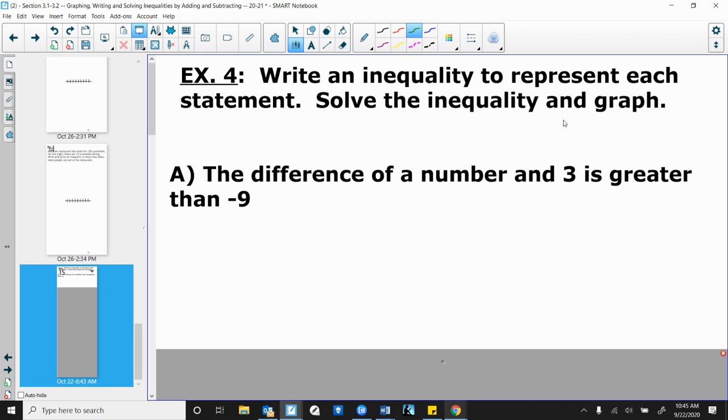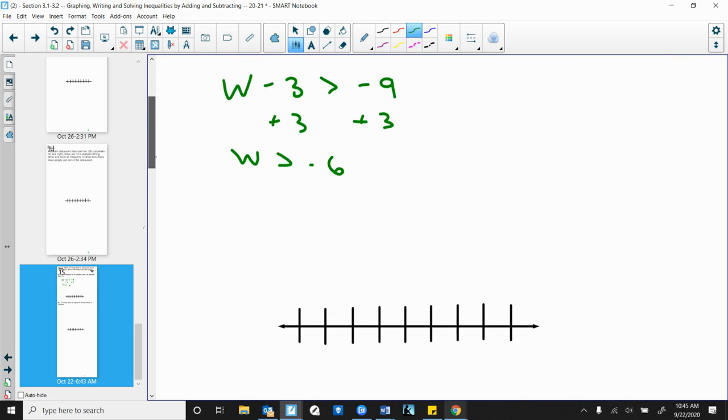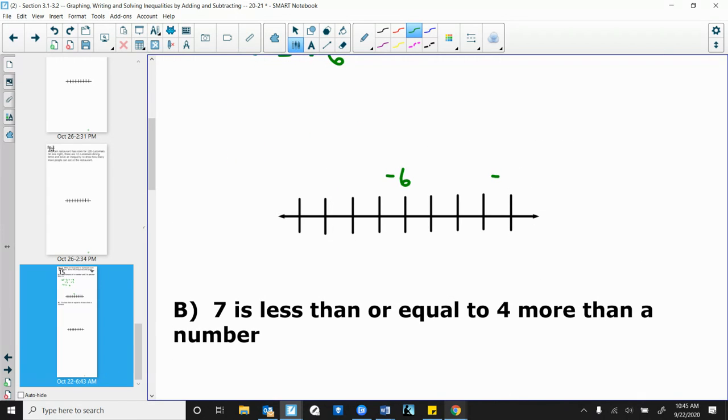Okay, the difference of a number and 3 is greater than -9. What was your inequality that you wrote here? Merritt: W minus 3 is greater than -9. Good. And then you solved it, right? So you added 3 to both sides, ended up with W is greater than -6. And then you graphed it. You should have had something like -6, -5, -7, an open dot pointing where? To the right.